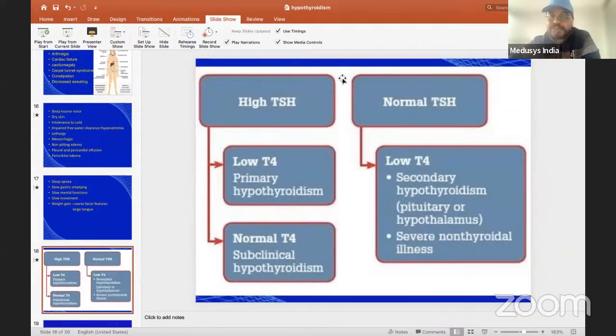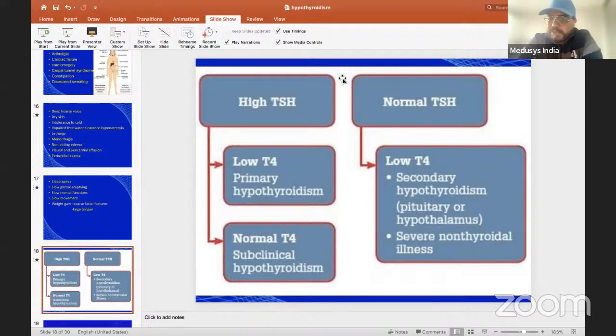Now, how to diagnose? Once we suspect the patient has hypothyroidism, we order a thyroid function test, and the patient comes up with the report. What to do now? There are two things in a patient with hypothyroidism: either a normal TSH or a high TSH. If the patient has high TSH and low free T4, then the patient is diagnosed with primary hypothyroidism. But if the patient has normal T4 and high TSH, the patient has subclinical hypothyroidism. In those cases, you still need to start the patient on thyroxine medication and wait for the patient to turn euthyroid, with a normal TSH.